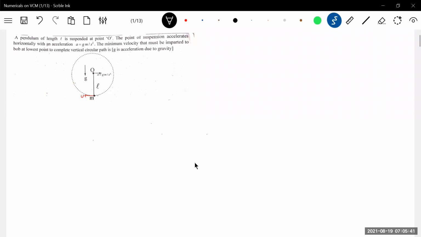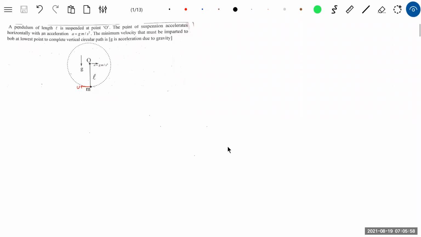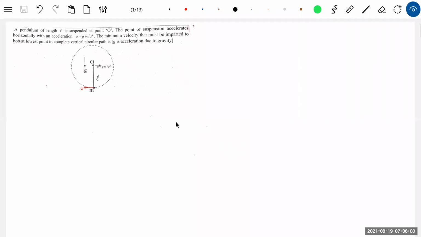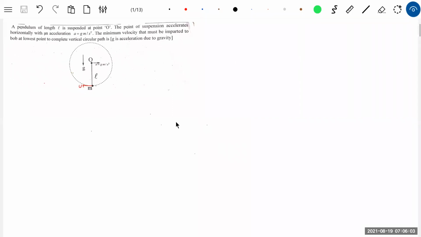Read the question. A pendulum of length L is suspended at point O. The point of suspension accelerates horizontally with an acceleration a. What is the minimum velocity that must be imparted to the bob at the lowest point to complete the vertical circular path? Okay, the question is being asked like this.